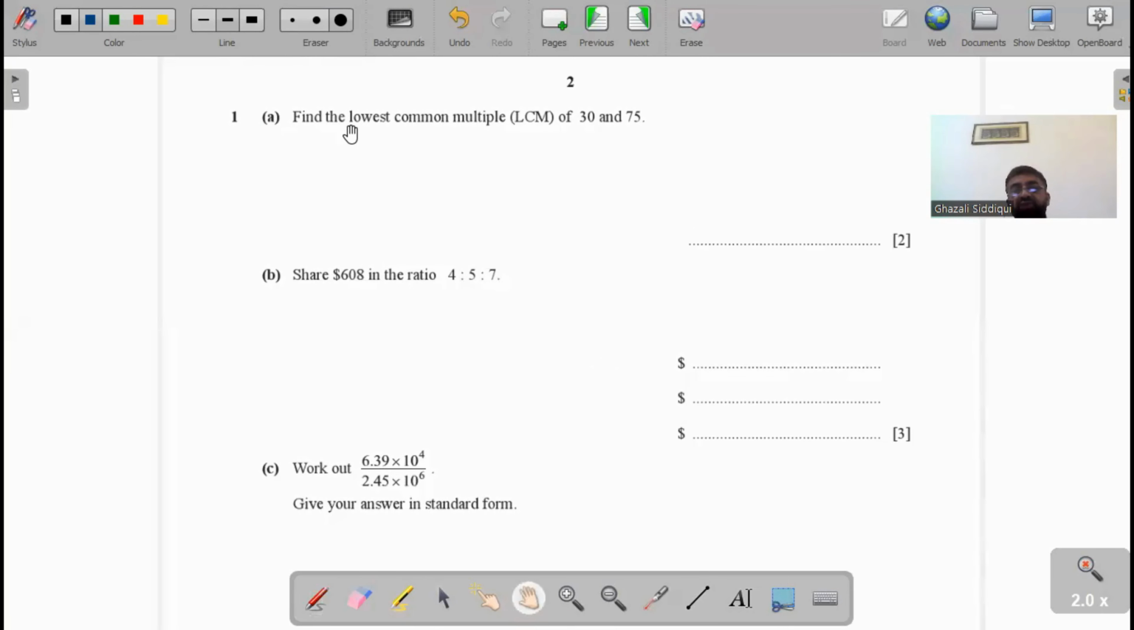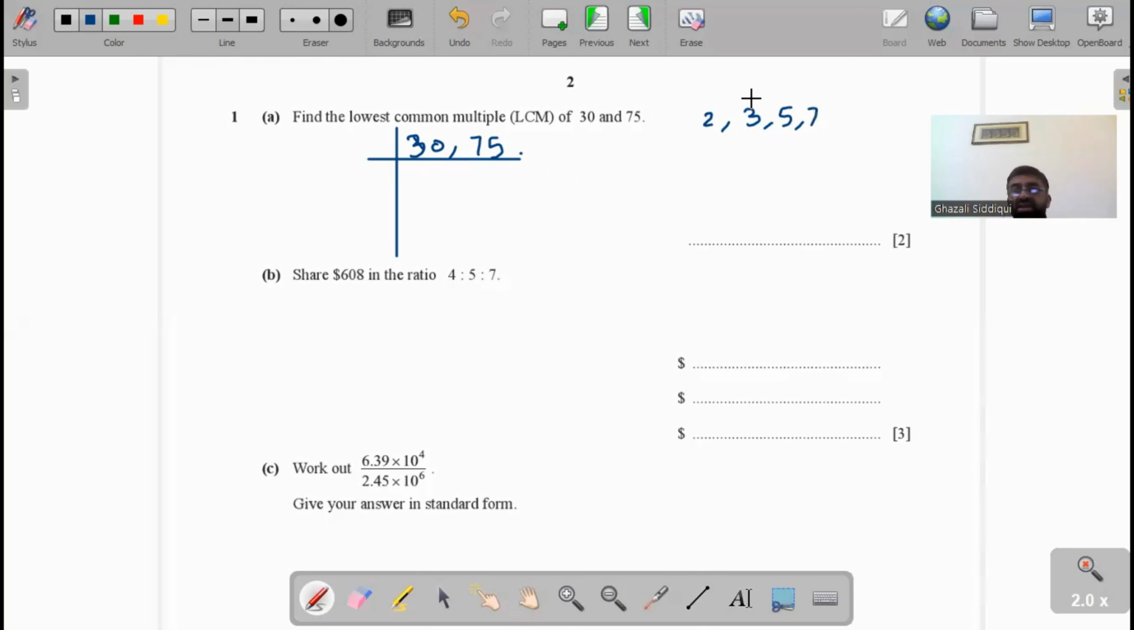Question 1, part A: find the lowest common multiple, LCM, of 30 and 75. To find the LCM of 30 and 75, we use the division method. In the division method, we write the numbers 30 and 75 here. Now we check which prime number divides 30 and 75. Here are the prime numbers 2, 3, 5 and 7.